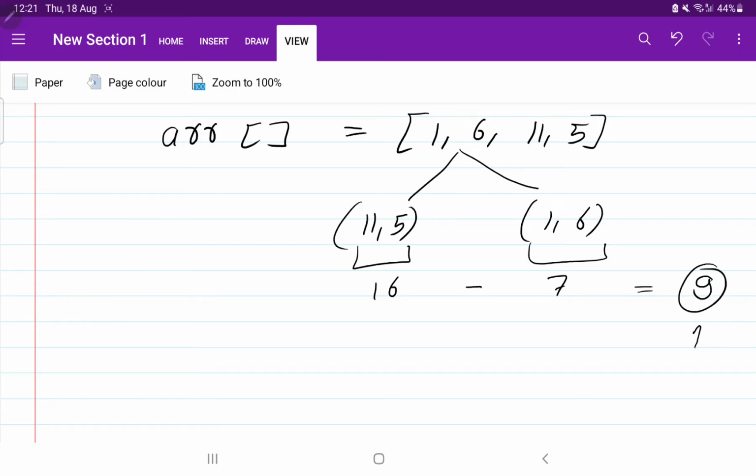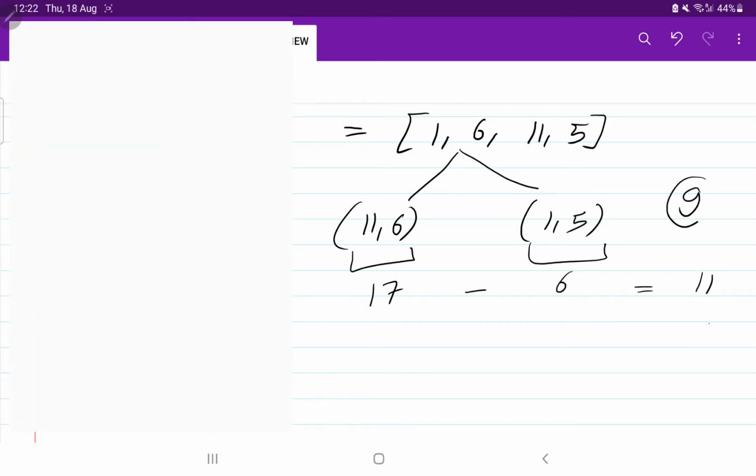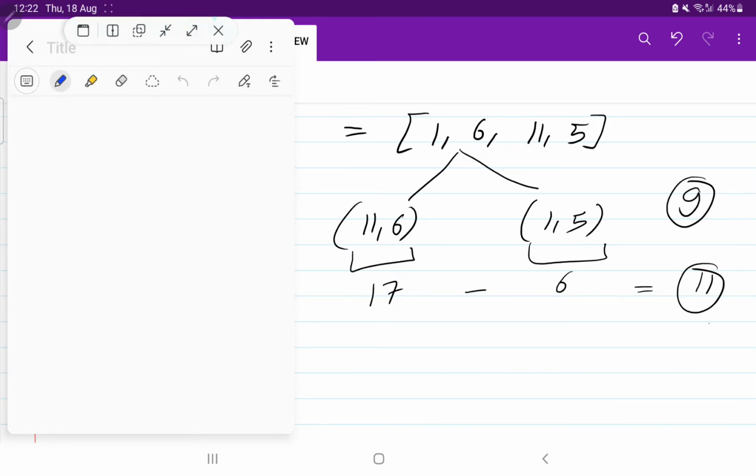So we have to minimize this difference. Okay, let us take one other example. Let us take the elements 11 and 6 here, and 1 and 5 here. Now what will be the sum? If you add them, the sum will be 17. Here the sum will be 6. But if you subtract them, you get the value 11. Earlier we had the value 9, now we have 11. So what we need to do is minimize that.